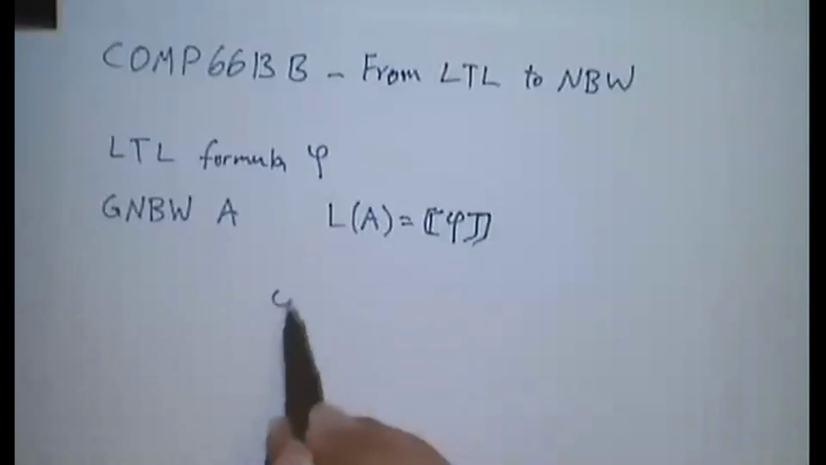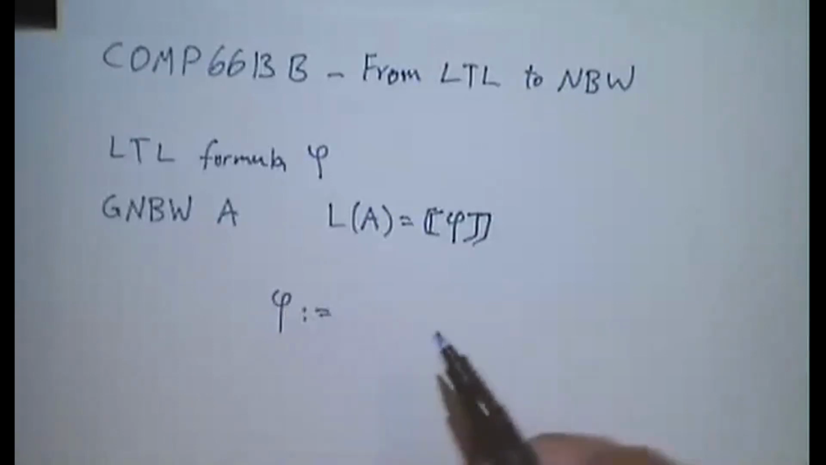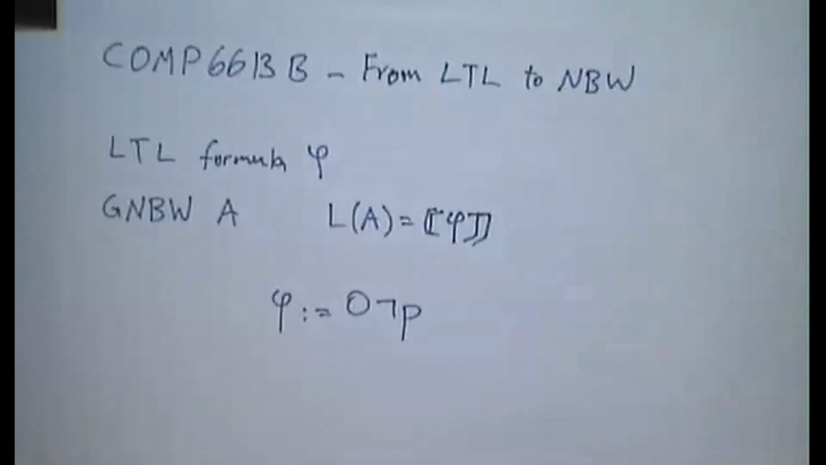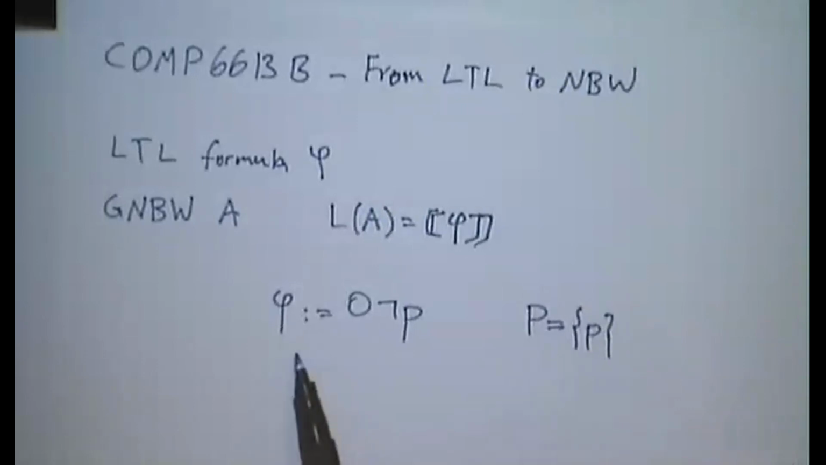Let's say my formula phi is next not p. This means that my set of atomic propositions, big P, has only one atomic proposition in it, small p. And my formula is saying that in the next step, p will not hold, right? So basically the automaton that I create should accept all the strings in which in the second place, or if you count the indices from 0, in index 1, p does not hold.